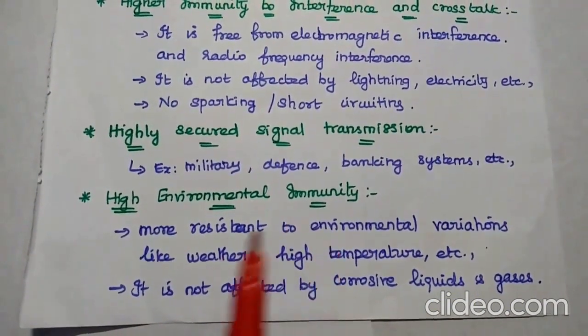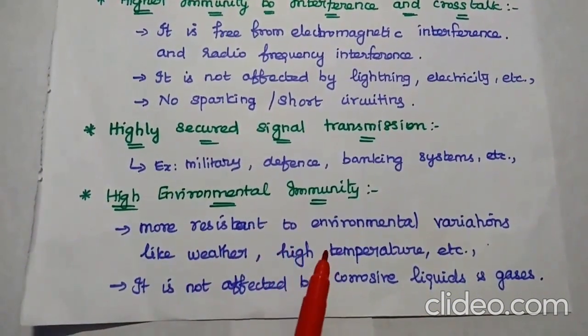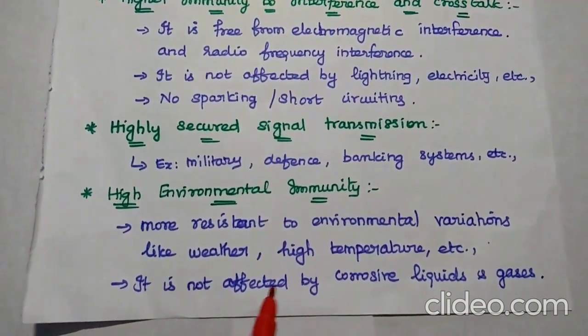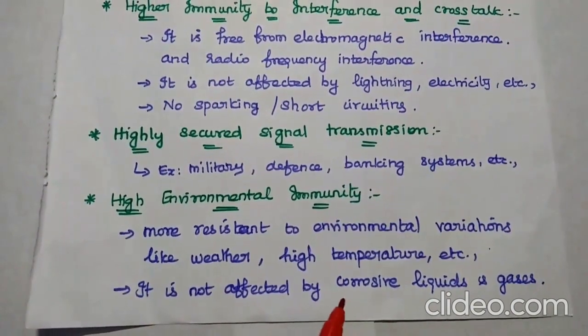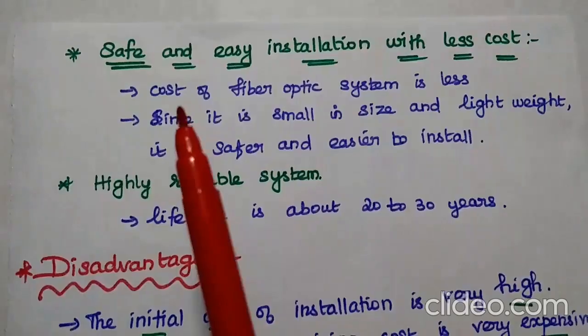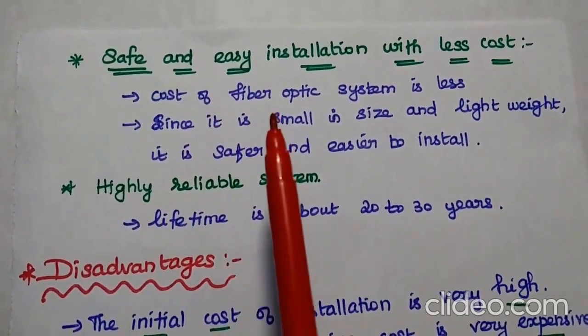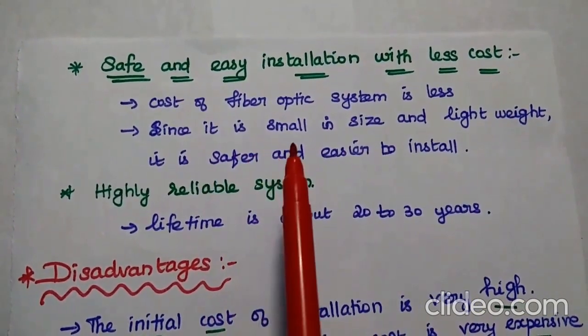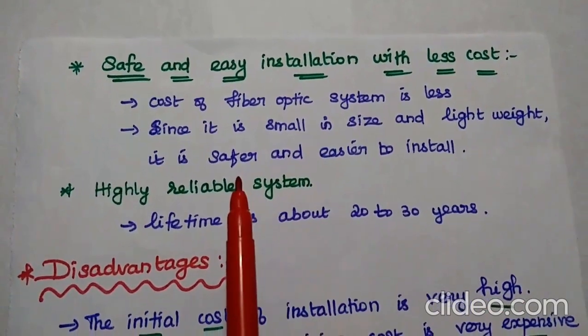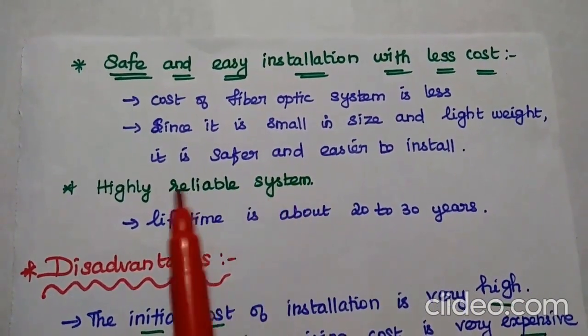Next one is safe and easy installation with less cost. So the cost of the optical fiber system is very low, and it is lightweight, safer and easy to install the optical cables. Then highly reliable systems: its lifetime is about 20 to 30 years.